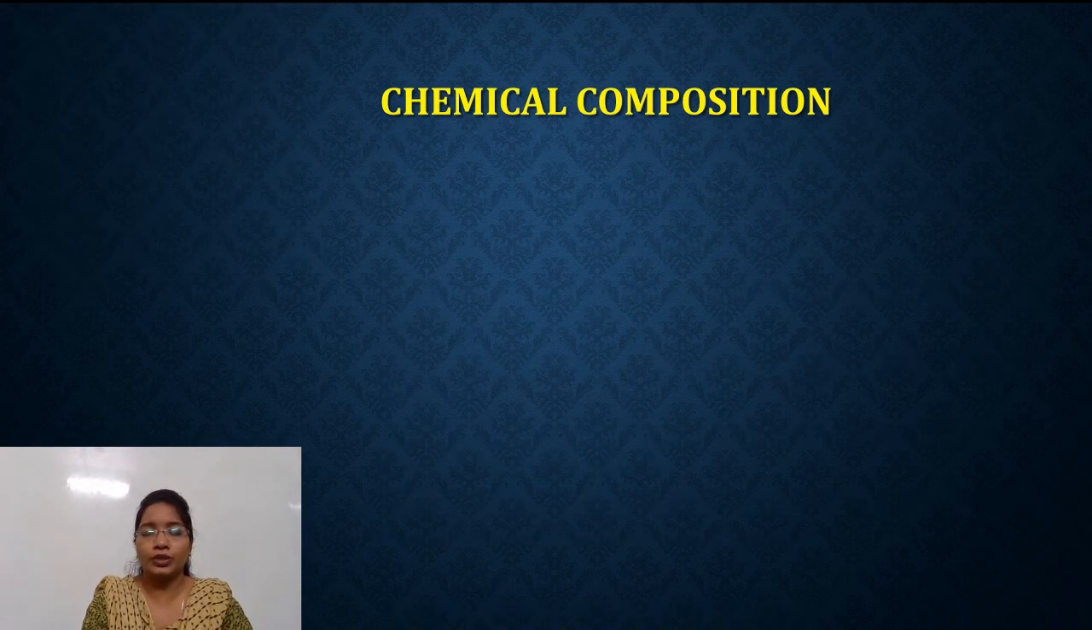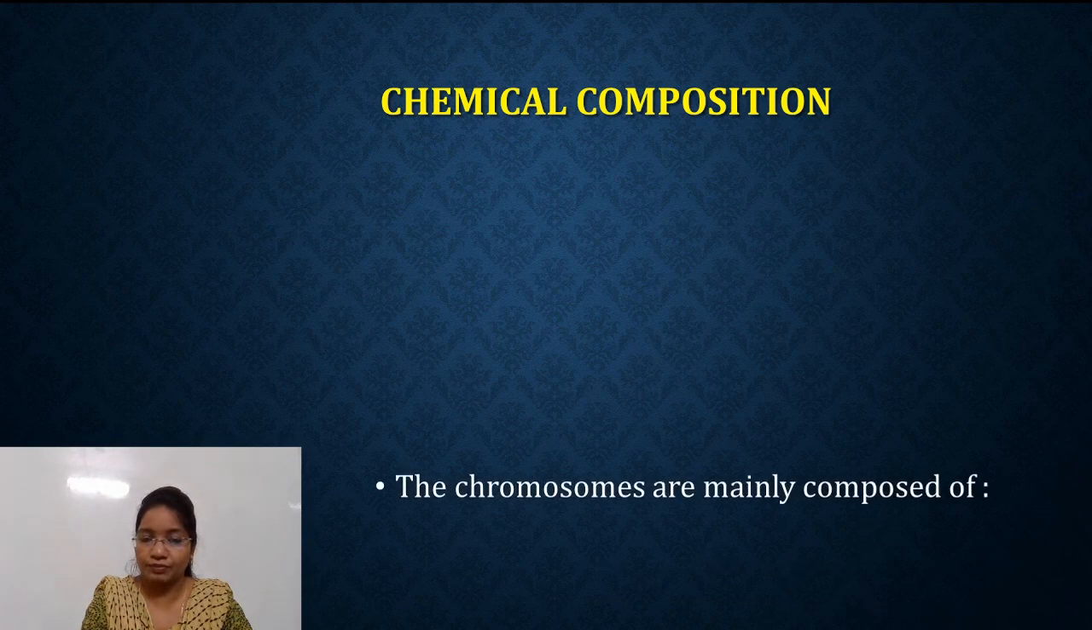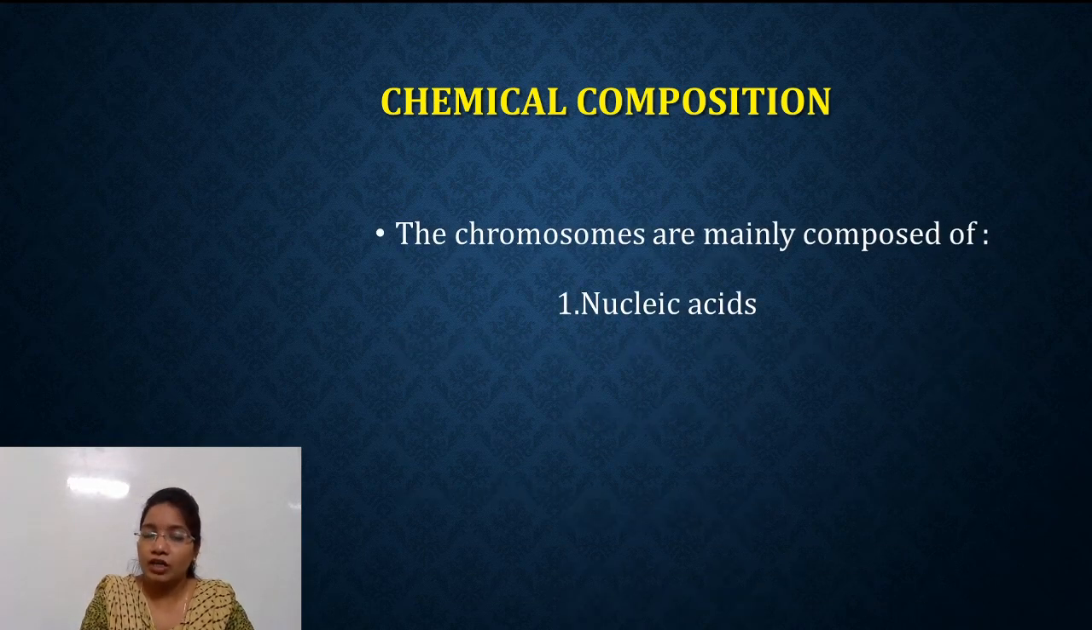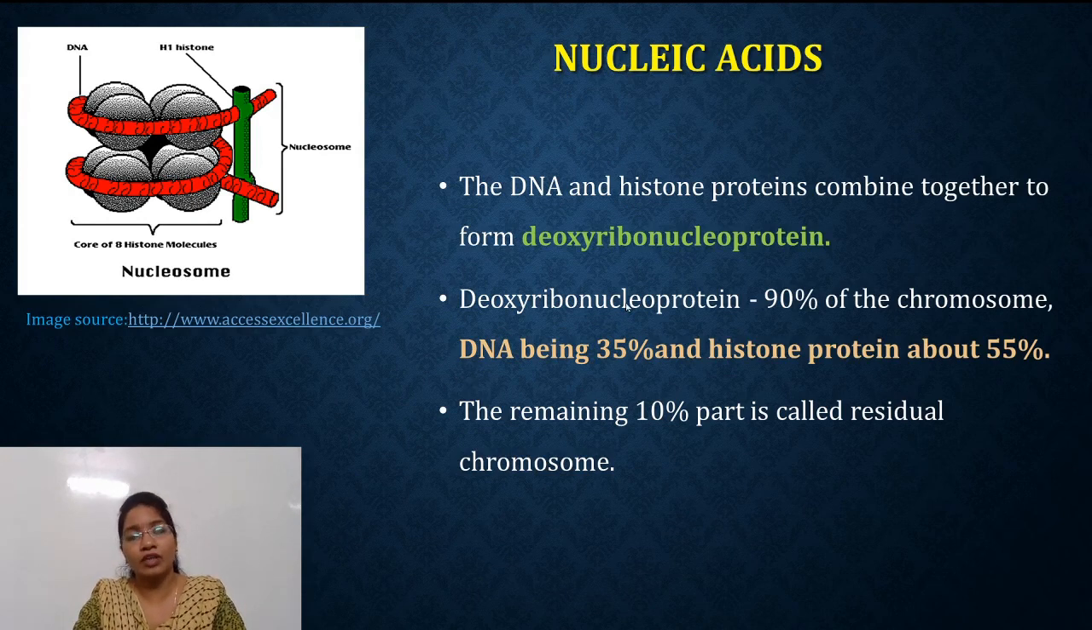Now we are going to see what is the chemical composition of a chromosome. So chemically, chromosomes are composed of two main factors. First is the nucleic acid and second is the proteins. Let's study one by one. So the first component is the nucleic acid. So the DNA and the proteins, they combine together and form deoxyribonucleoprotein. Okay. Now this is a figure of nucleosome.